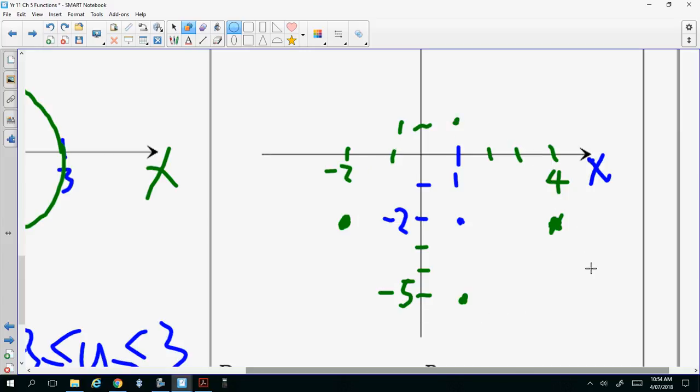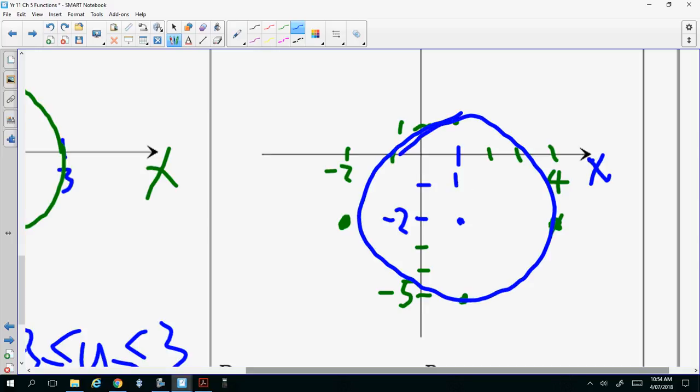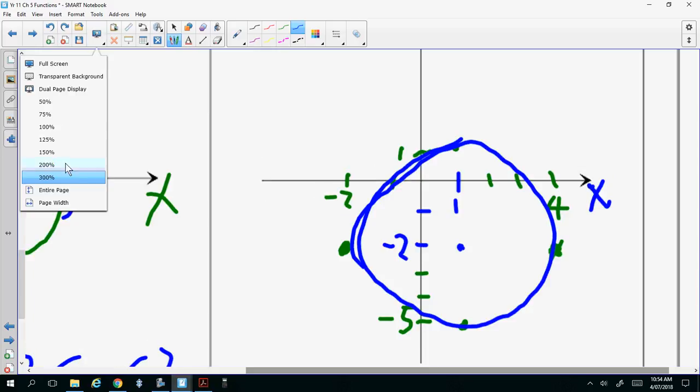Okay, how do you get the points? Let's go through again. You can understand? Okay, so basically you go 3 steps here. 1, 2, 3. 1, 2, 3 left. 1, 2, 3 right. 1, 2, 3 up. 1, 2, 3 down. And you get a circle. Okay. All right, any question? Now, see if you can work out the range and the domain.